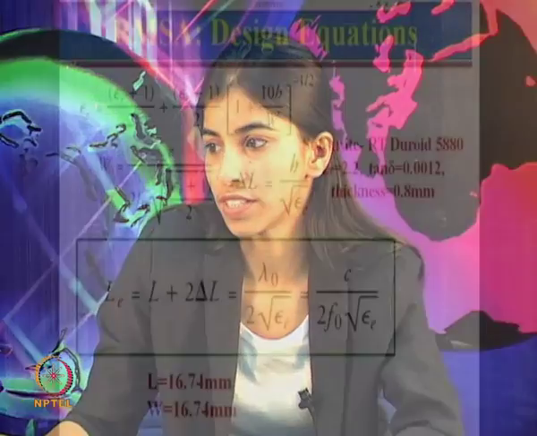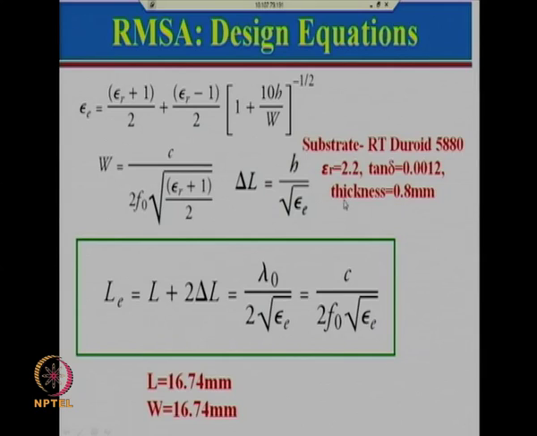For the substrate, we assume that we are using RT-Duroid 5880. The specifications for RT-Duroid 5880 are that epsilon r equals 2.2, tan delta equals 0.0012, and thickness is 0.8, and that substrate layer we have already defined.